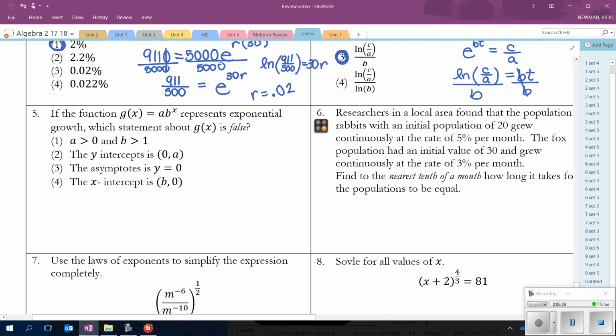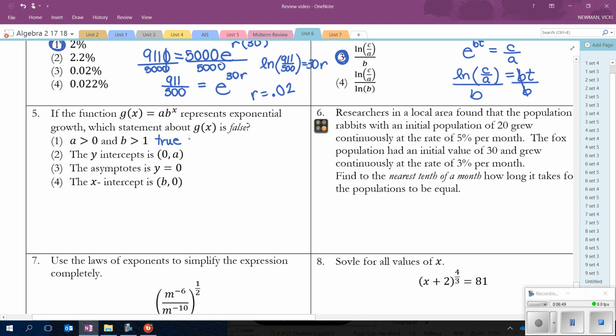Okay. 5. g of x represents exponential growth. Which statement about g of x is false? A is greater than 0. True. B is greater than 1. Well, if it's growth, it's got to be greater than 1, so that's got to be true.